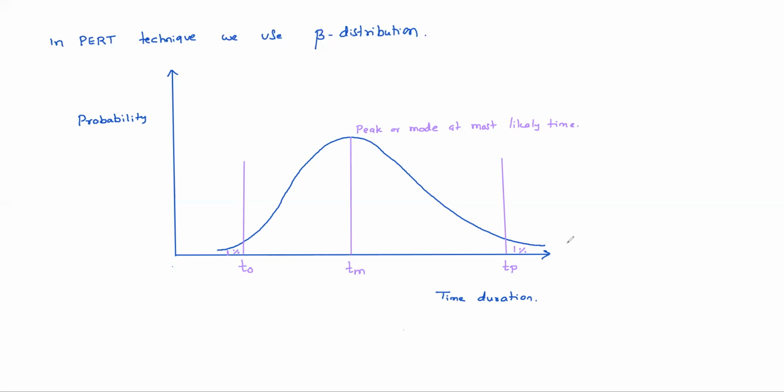So at peak actually you can observe TM. So these are the 3 time estimates. For every activity, you can have these 3 time estimates. So based on these 3 time estimates, we need to calculate expected mean time. So according to beta distribution, how to calculate expected mean time? So note down expected mean time.